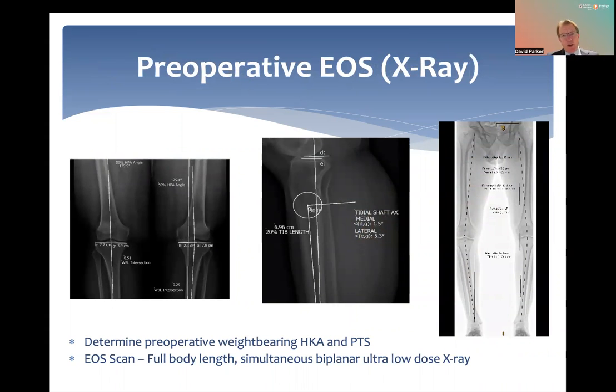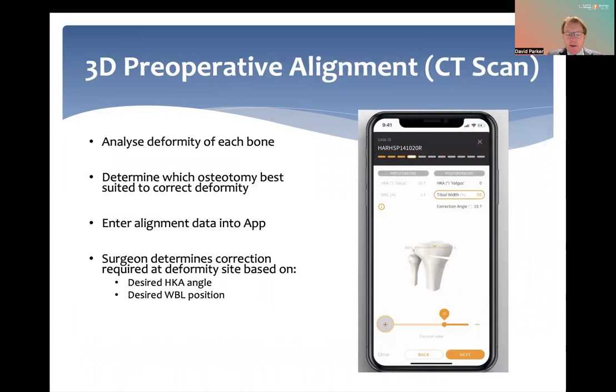The patient has a preoperative EOS, which is a long leg simultaneous biplanar, so coronal and sagittal plane x-rays that are ultra low dose, and we can look at their overall alignment in the two planes and also measure their tibial slope. And then this alignment data goes into an app, which then allows the surgeon to modify the alignment and change it to the alignment that they want to achieve for the patient, as you see here, either in terms of degrees or in terms of the percentage of the tibial width. And once they've done that in the coronal plane, then we can also adjust the sagittal plane by changing the tibial slope if you want to change the tibial slope.